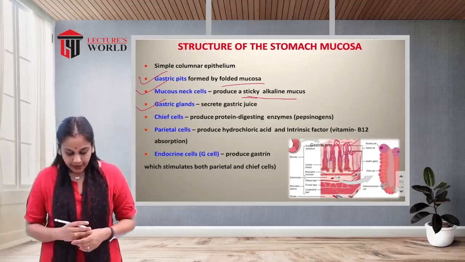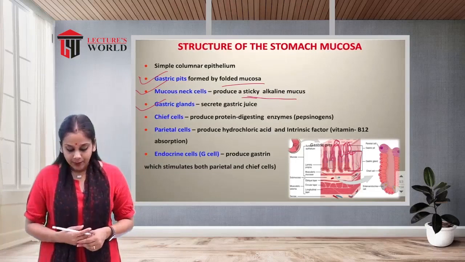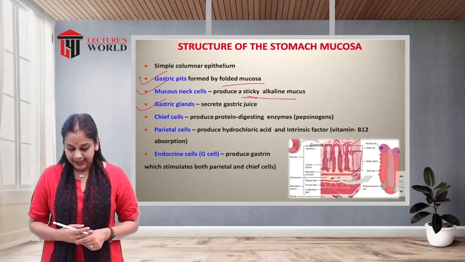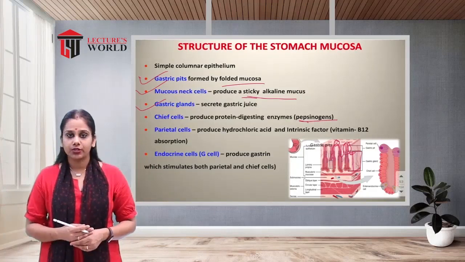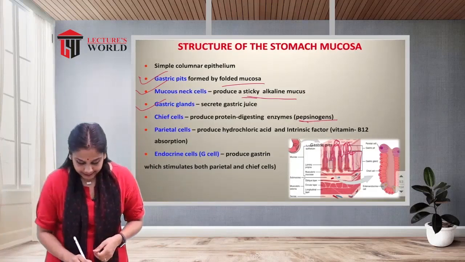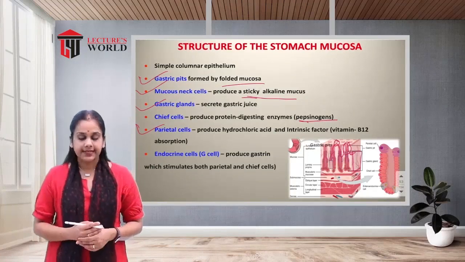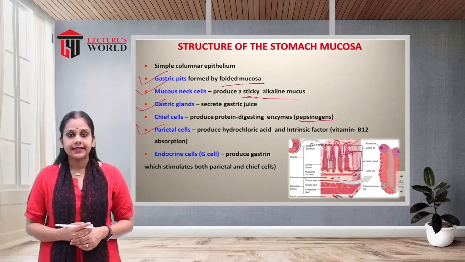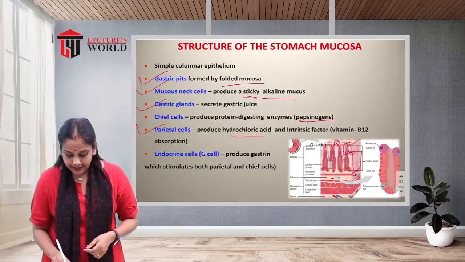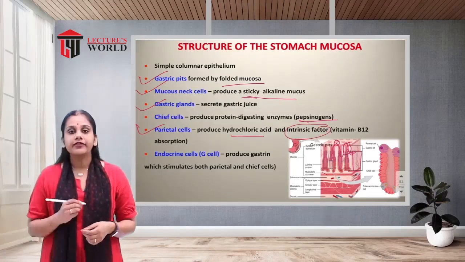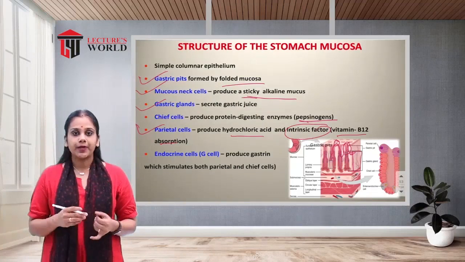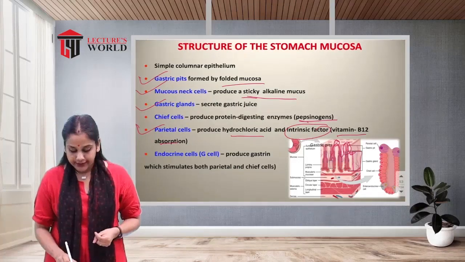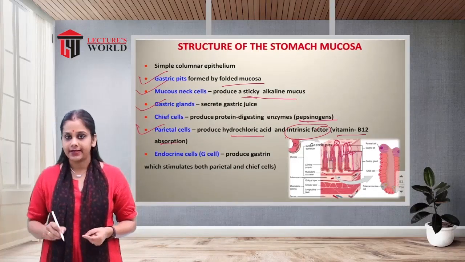Okay, this area. Then chief cells that produce the protein-digesting enzymes, that is the pepsinogens, for the easy digestion of the protein. Then the parietal cells that produce HCl, that is hydrochloric acid, and intrinsic factor which is helpful for vitamin B12 absorption. So parietal cells are producing HCl as well as intrinsic factor.